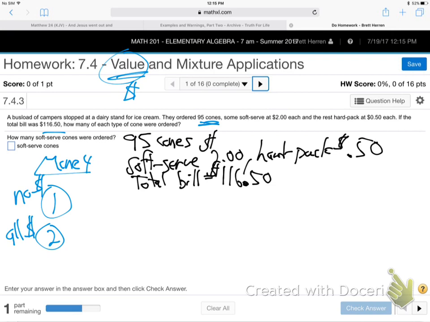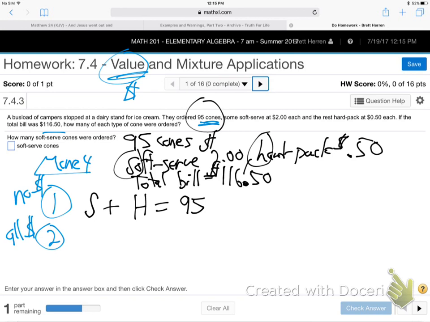So the first equation is going to have nothing at all to do with money. It's just going to treat them like objects. So I'm going to use S for soft serve and H for hard pack. That's what they're wanting to know: how many soft serve cones, how many hard pack cones were ordered? So S is how many soft serve cones plus however many hard pack cones adds up to be how many cones were ordered? 95 cones. Why am I using the 95 there? Because that's the only number that doesn't have money involved, huh? The other numbers, $2, 50 cents, and $116.50, those are all money numbers, aren't they? They're going to go in the second equation.